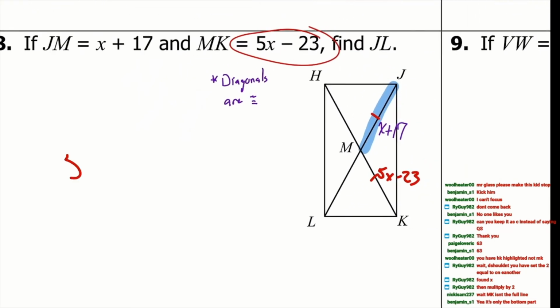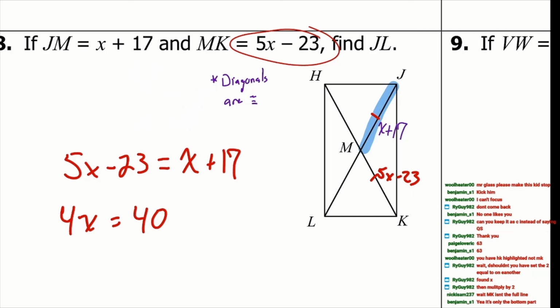So this is a case where we just take 5x minus 23. Set it equal to x plus 17. So, subtract x, add 23, and then divide both sides by 4. So we should get x is equal to 10.